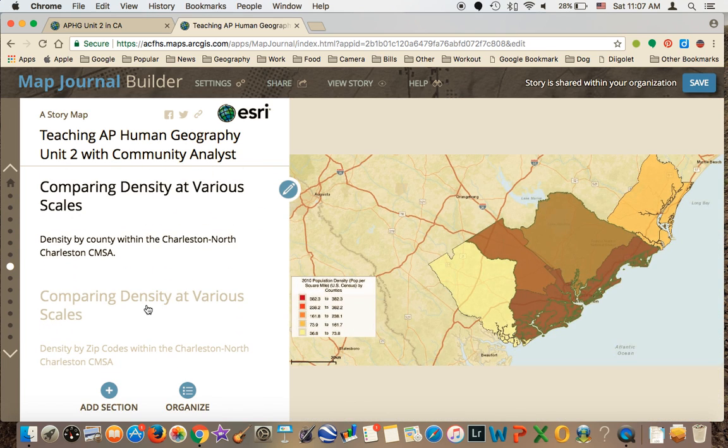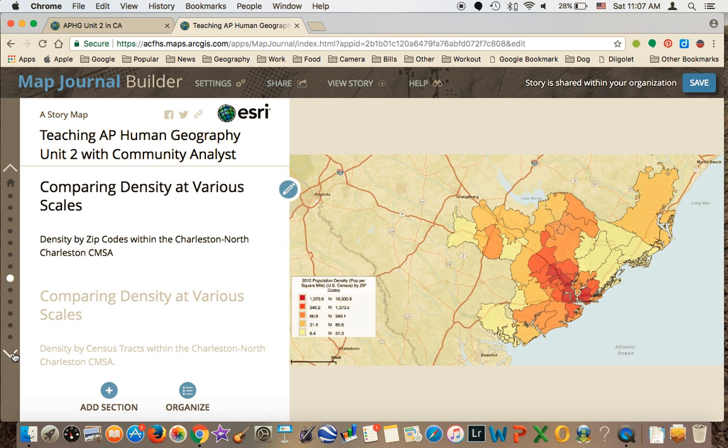Community Analyst also gives us really simple ways to quickly look at density at various scales. Again, this is required in the course articulation. So now we've got the Charleston, North Charleston CMSA. Just for fun, we're looking at a different one in our local area. We could choose any that we want. But we've got density at the county scale. There are certain patterns that emerge.